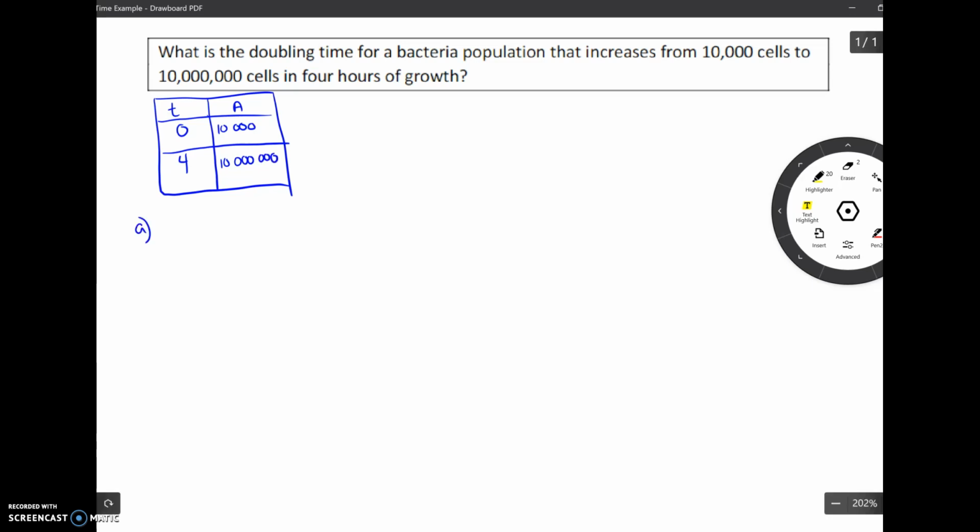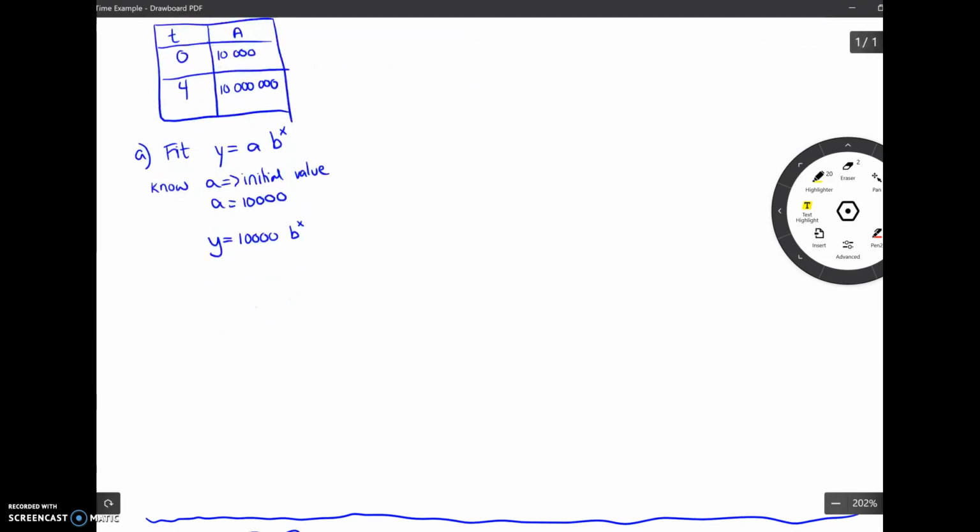The first thing that we wanted to do was use this information to fit to a curve y equals a times b to the x. We know that coefficient a is the initial value. And so for our scenario here, a has to be equal to 10,000. So that means that our equation that we're building is of the form y is equal to 10,000 times b to the x. The next thing we need to do is figure out our base value b.